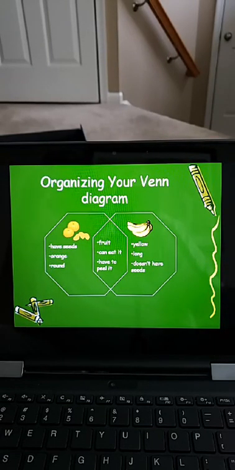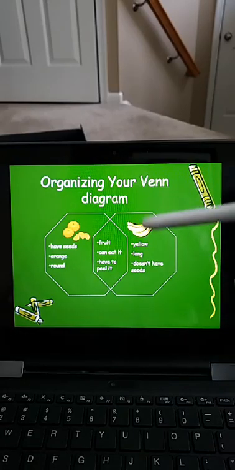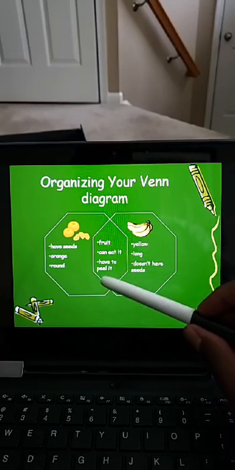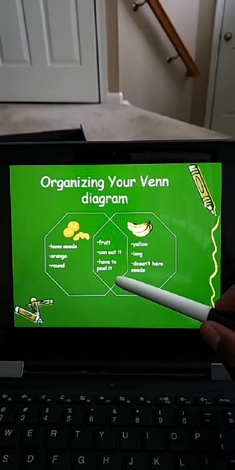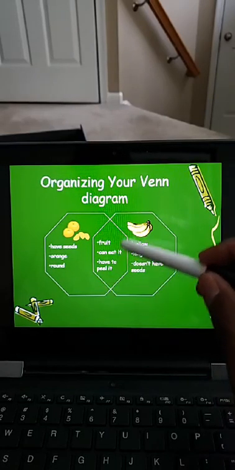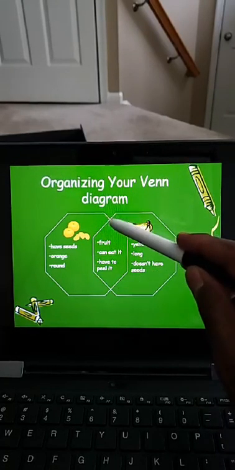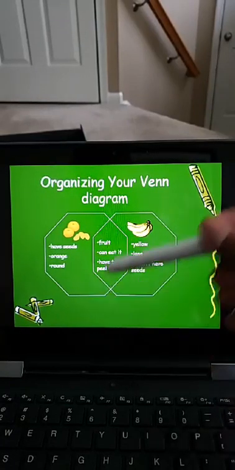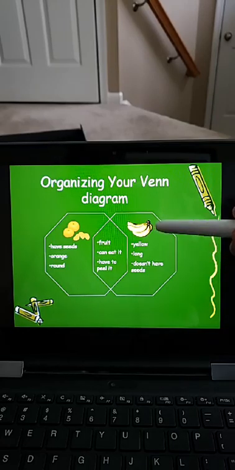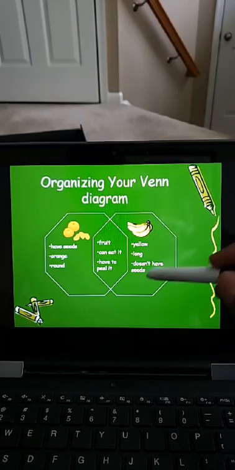When you organize your Venn diagram, or some students refer to it as the double bubble, the middle of the Venn diagram is where you put the things that are the same. When you compare, you use the middle of the Venn diagram or the double bubble. When you contrast, tell how things are different, you use the outside of the double bubble.